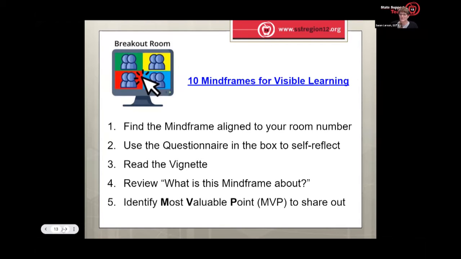What we're going to ask the partners to do is, when we come back, share an MVP, the most valuable point that you found from that mind frame. We're going to have about 8 minutes in the breakout room. I figured 2 to 3 minutes to read, since some are shorter than others. I practiced last night to make sure that was enough time. And then you can have 4 to 5 minutes to have a dialogue around that mind frame.